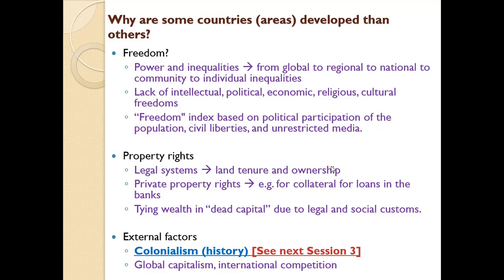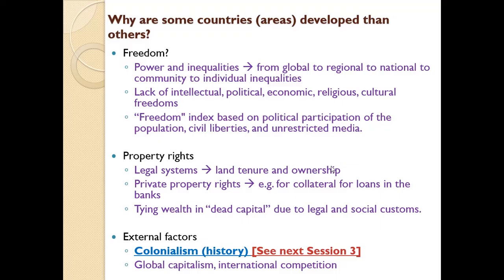Then freedom, power and inequalities, from global to regional, national to community, or individual to individual. At the global level, countries such as Russia or the US or other European countries suppress the other countries that are poor, especially countries in Africa. You don't do this, don't do this, we are going to put sanctions on you, and so on. So those are global inequalities, and the superpowers constrain development of the developing countries, the poor countries, such as those in Africa.